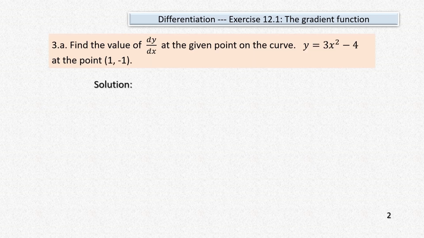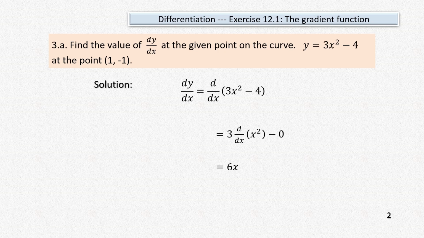Problem number 3a. Find the value of dy by dx at the given point on the curve. y is equal to 3x squared minus 4 at the point (1, -1). To get the solution to this problem, first differentiate y. Then put the value of the x coordinate in the dy by dx.